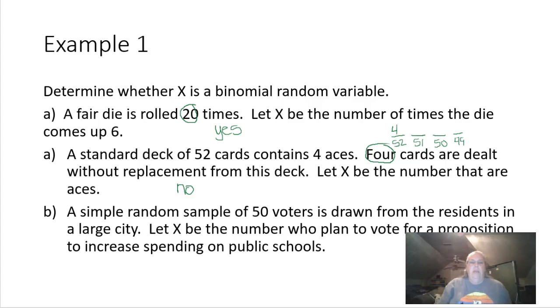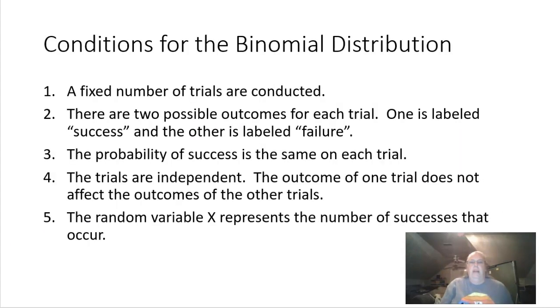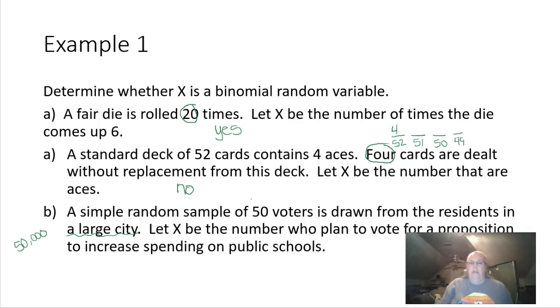Okay, B. We got a sample of 50 voters drawn from the residents in a large city. Now, this word right here is kind of relative. So if we think about large, we'd probably be thinking about, I don't know, maybe about 50,000 people. So I'm just going to put 50,000 over here. We're going to let X be the number who plan to vote for a proposition to increase spending on public schools. All right, are there a fixed number of trials? Yes, there are. We've got 50 voters.